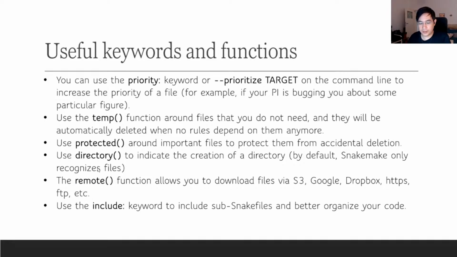You can download files automatically from many different sources using the remote keyword. You can download stuff from S3, Google, Dropbox, and the normal HTTPS and FTP using this remote keyword. You can read the documentation a bit more about how to use this, but it's very handy for getting large data sets. And we've already seen previously that we can use the include keyword to modularize our snakefiles by theme. So we can have an alignment snakefile and a QC snakefile and a differential expression snakefile. And this will help us organize our code in a clean manner.